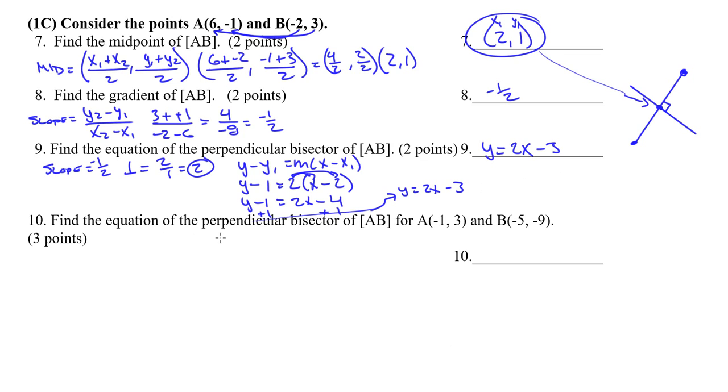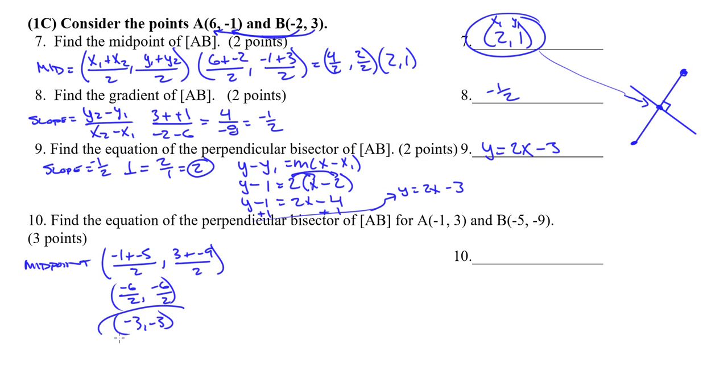Let's do 10. Find the equation of the perpendicular bisector for these 2 points. So basically for 10, you got to go through the steps you did for 7, 8, and 9, but that didn't lead you through it like I did for that one. But we're basically doing the same thing. So we got to find the midpoint, which is add the 2 x's together, divide by 2, negative 1 plus negative 5 over 2, and then add the 2 y's together, 3 plus negative 9 over 2, and that gives us what? Negative 6 halves and negative 6 halves. So we get (negative 3, negative 3) as the midpoint.